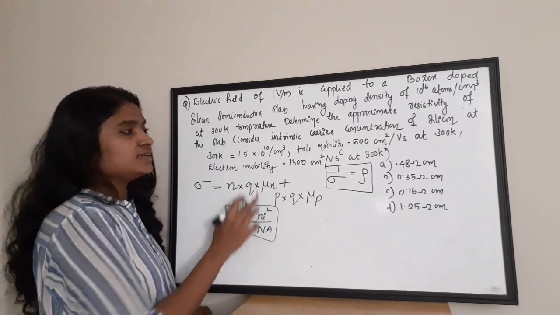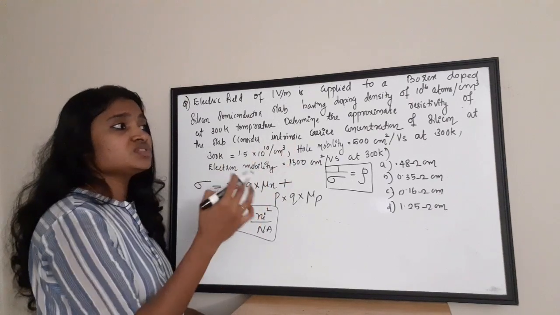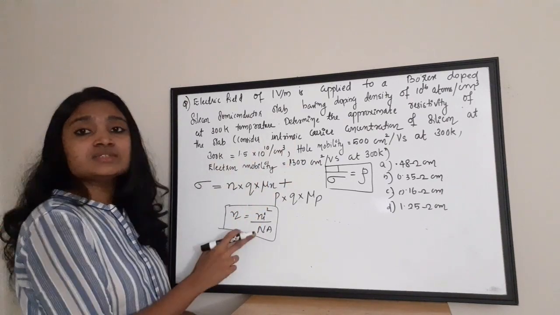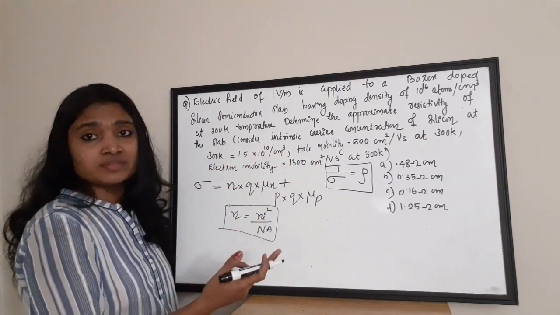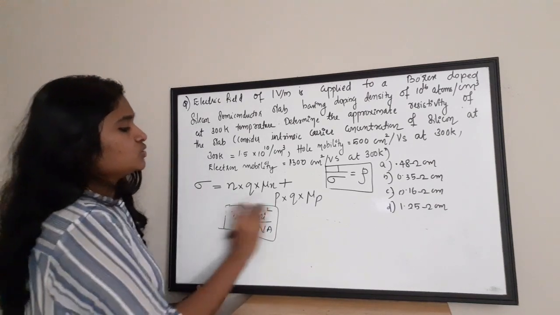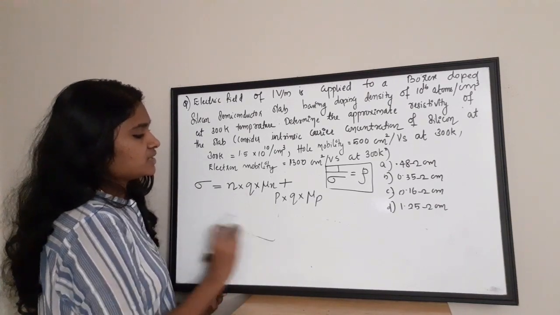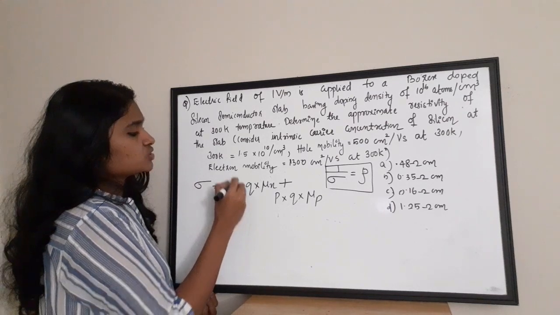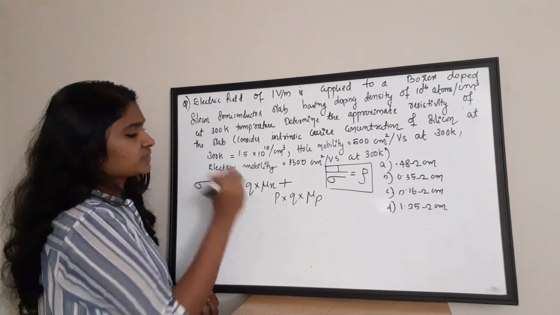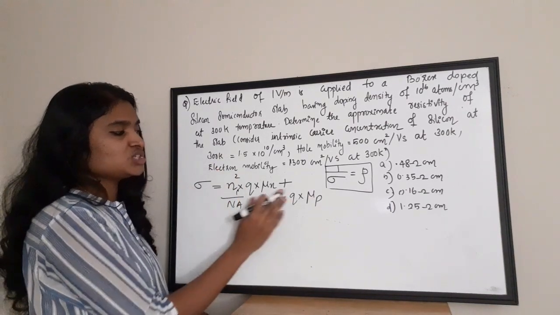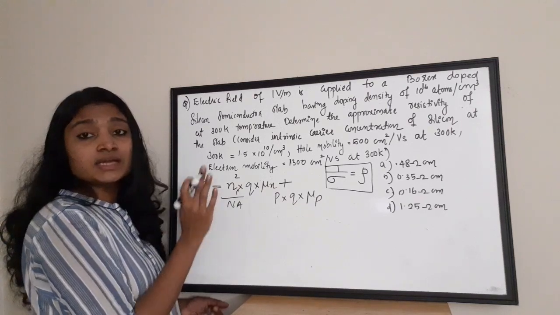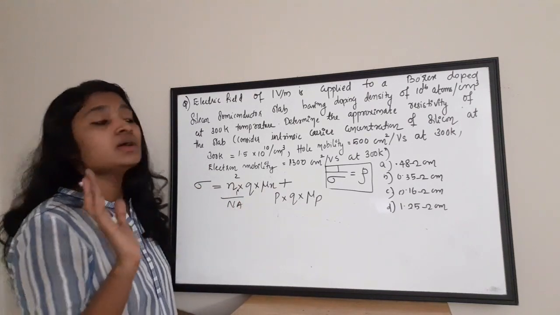Now what is Ni? It is given in the question that the intrinsic carrier concentration Ni is 1.5 into 10 raised to 10, and Na is also given, the doping concentration. So you can substitute the value of n as Ni square by Na. Now we know all the terms in this equation, so we can find the conductivity, and if you take the reciprocal you will get your answer.